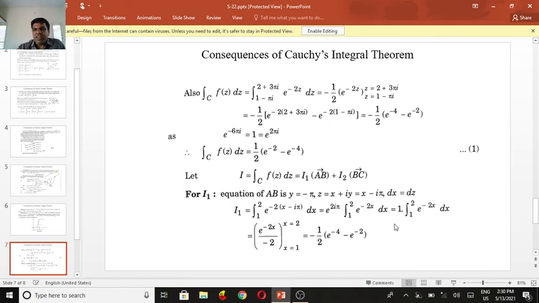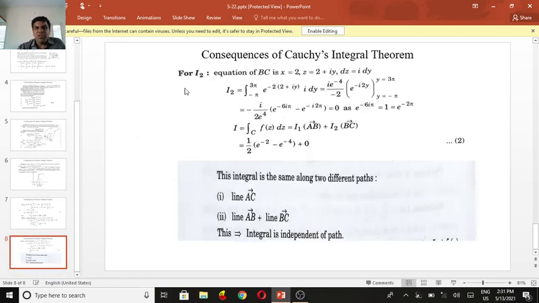Again, we integrate with respect to x and get e^(-2x) divided by minus 2, where x varies from 1 to 2. We get minus 1/2 (e^(-4) minus e^(-2)). So this is the same value as before.